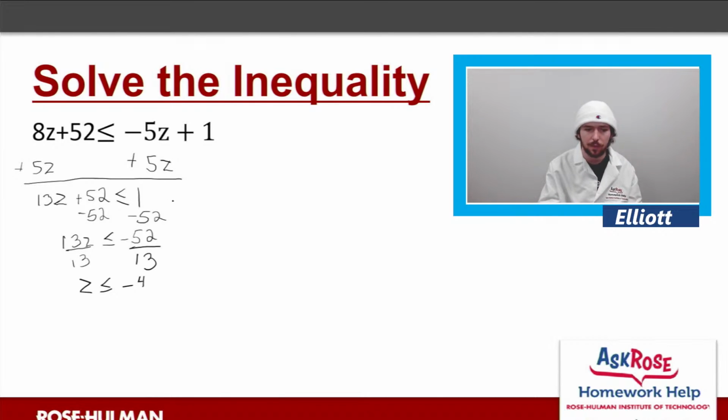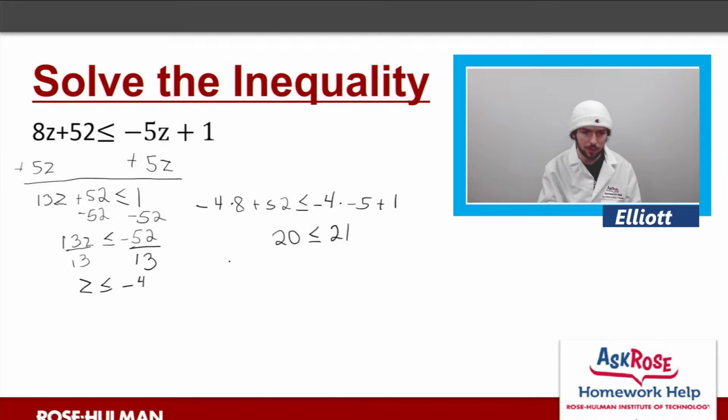So here I can show you real quick. -4 times 8 plus 52 is less than or equal to, make sure I don't run out of room here, -4 times -5 plus 1. So I'll do this one right here because it's easier. This one's 21, and it's greater than or equal to -32 plus 52, which is 20. And that is definitely true. This one is greater.